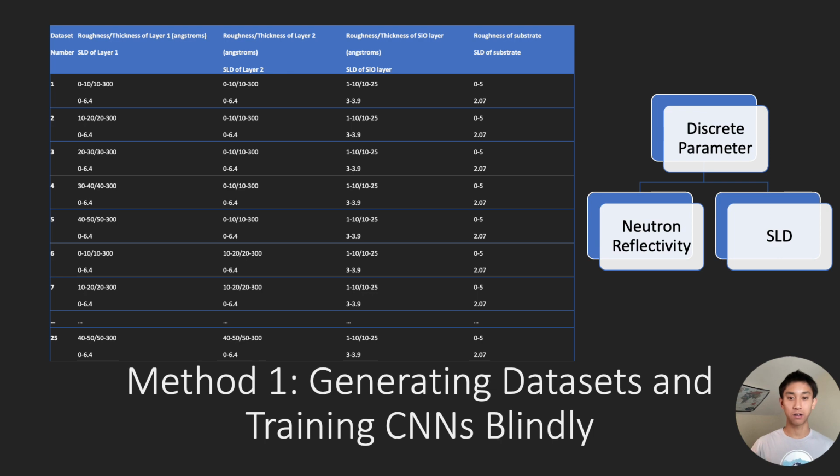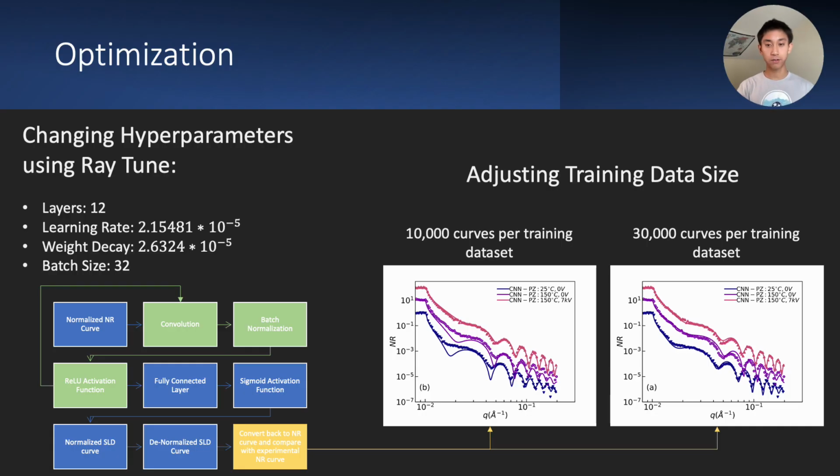Now let's talk about the optimization that I used. Optimization was a big part of our project. The first thing that we did was choose our hyperparameters using Raytune. In the end, it told us that the optimized set of hyperparameters would be 12 layers, and then the following other values for learning rate, weight decay, and batch size.